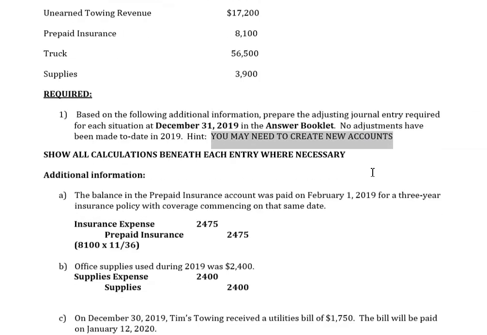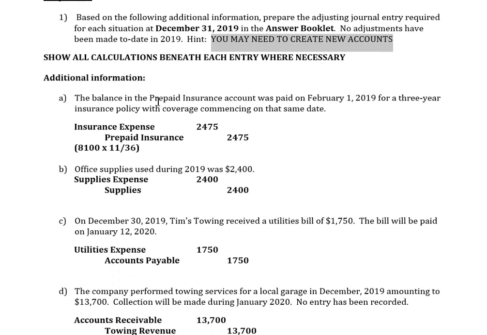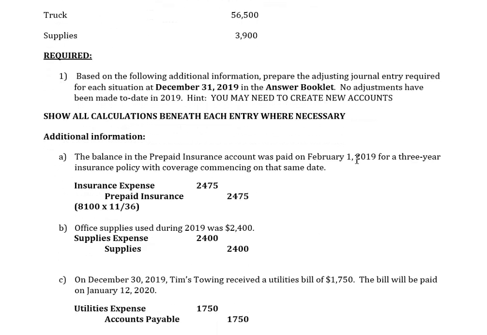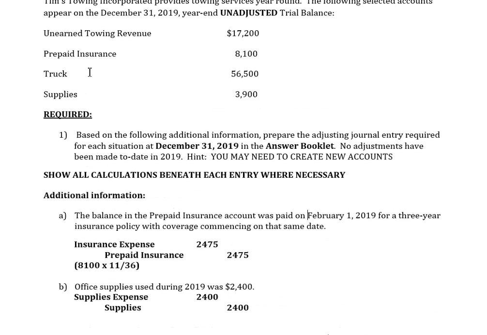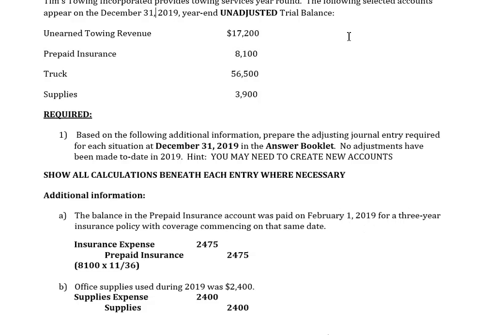So let's begin. We are given information that says the balance in the prepaid insurance account, which we had at $8,100 here at the end of December 2019, that amount was actually paid on February 1st, 2019, and that bought them a 3-year insurance policy. Coverage was commencing February the 1st. What you need to do is figure out how much of that prepaid asset, prepaid insurance, did we use up from the date we bought it to the year end.